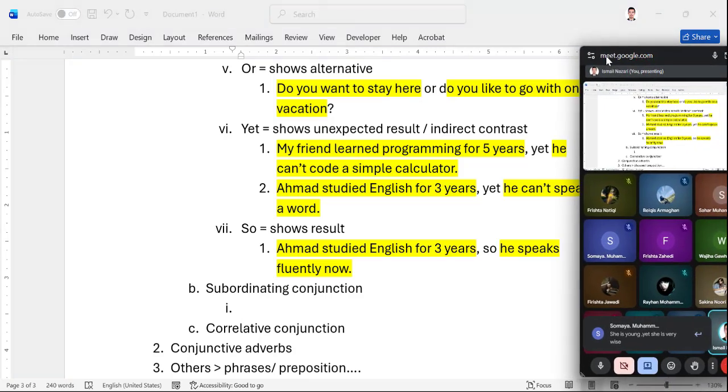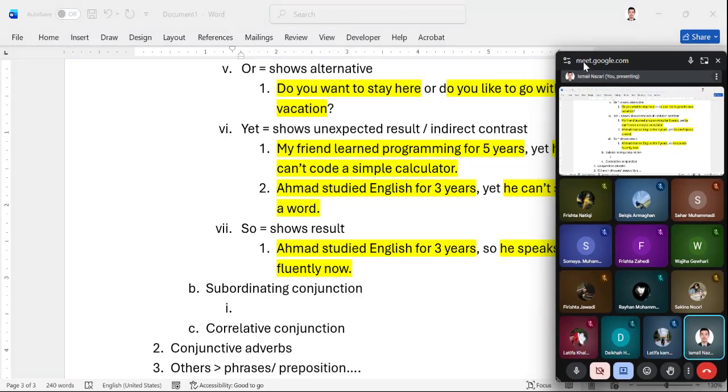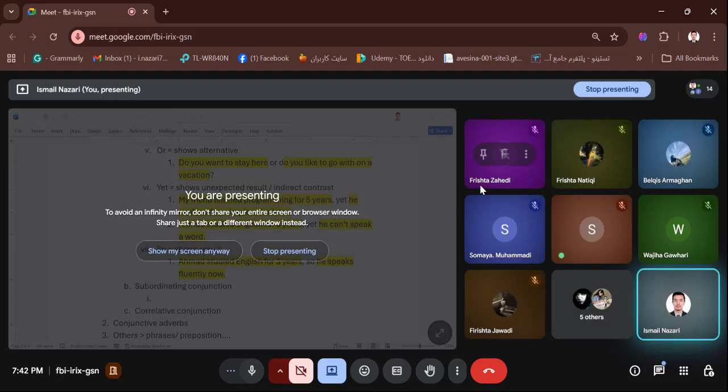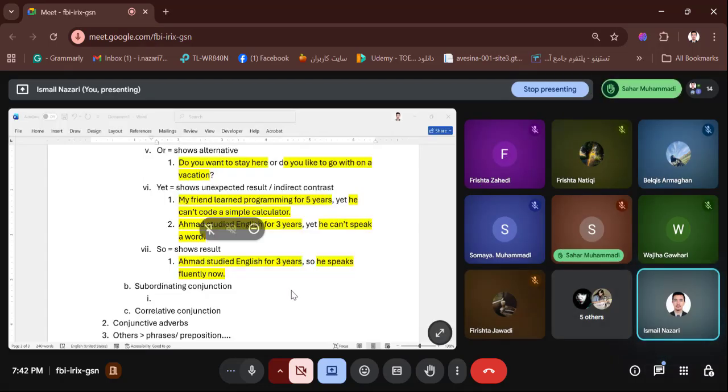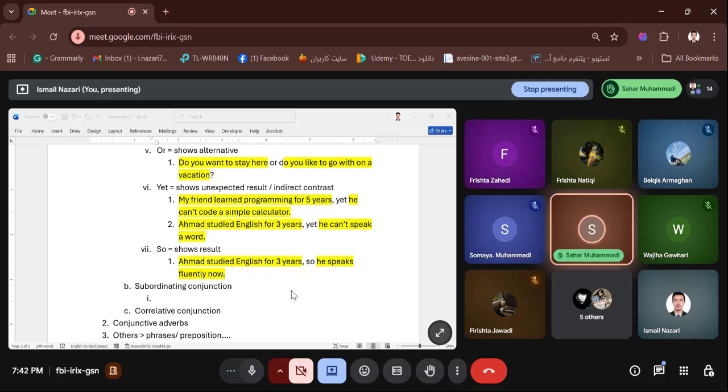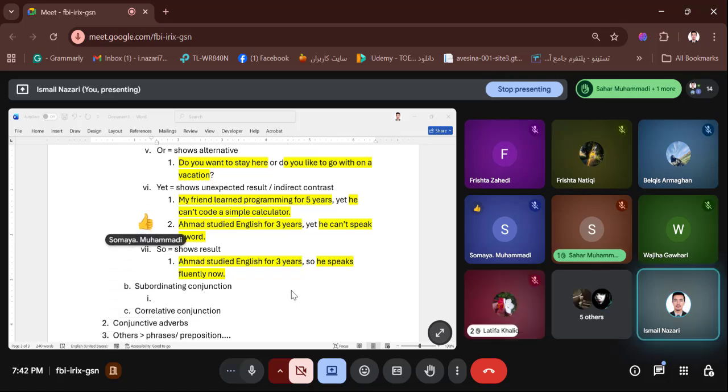So, any idea here? Miss Sahar? Okay, what is a subordinator? A subordinator is a word that connects a dependent clause to an independent clause. A dependent clause cannot stand alone as a complete sentence, so we use a subordinator. Great. Miss Latifa?